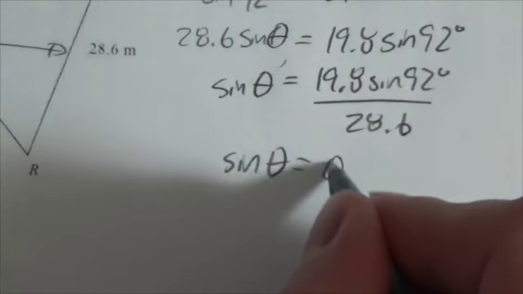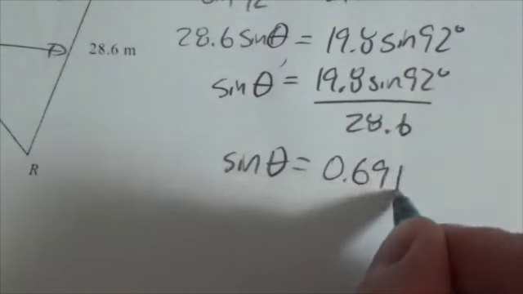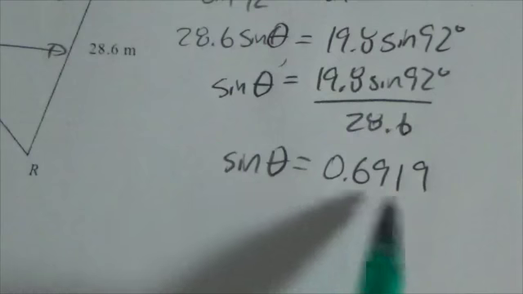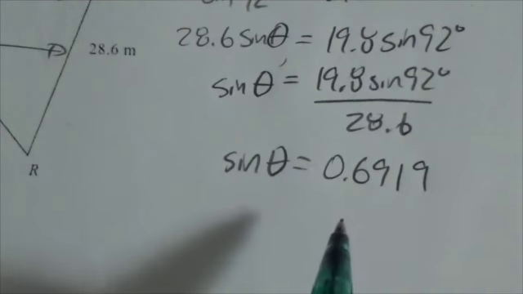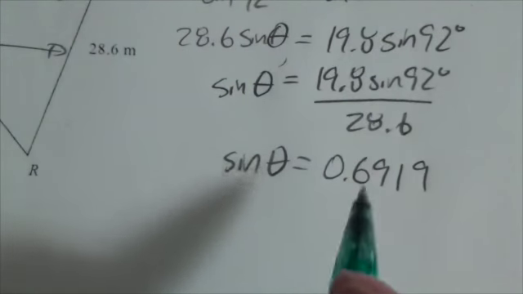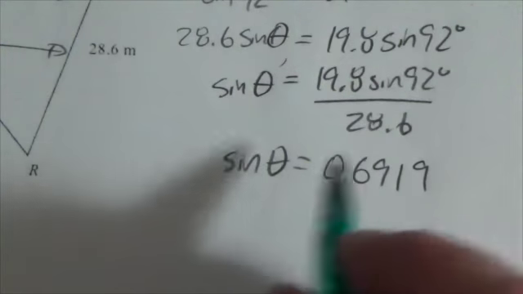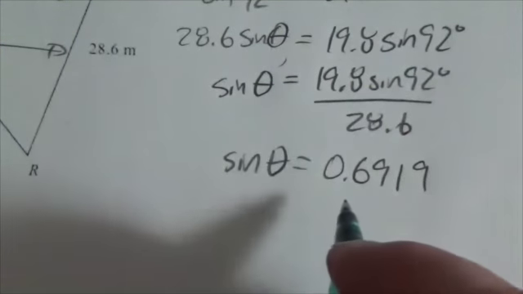Okay, and we're going to get 0.6919. And we typically write that to 4 decimal places when we're looking at the ratios. That's just kind of a traditional way to do that, and there's reasons for that, but don't worry about it.